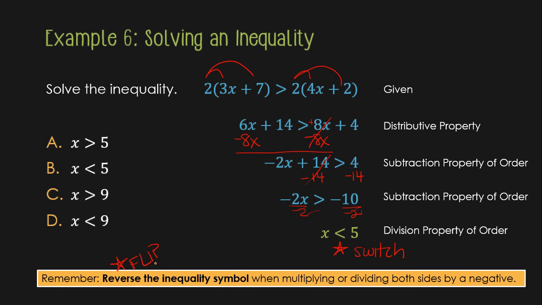So flip when we divide or multiply by a negative. Okay, I'm just going to write it out. It's right here in orange, but I'm writing it out here as well. So my answer would be choice B.